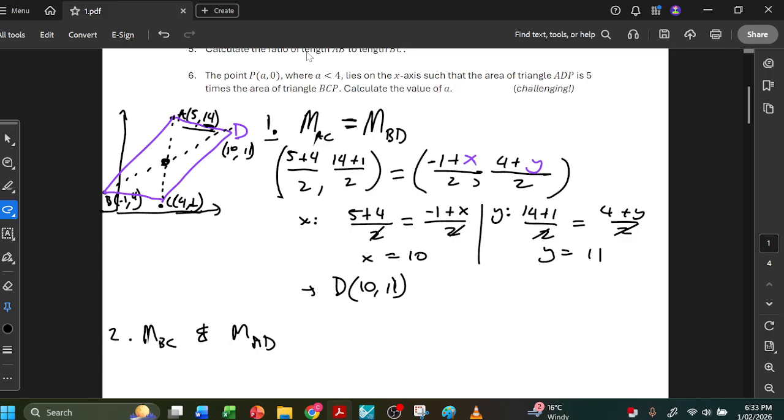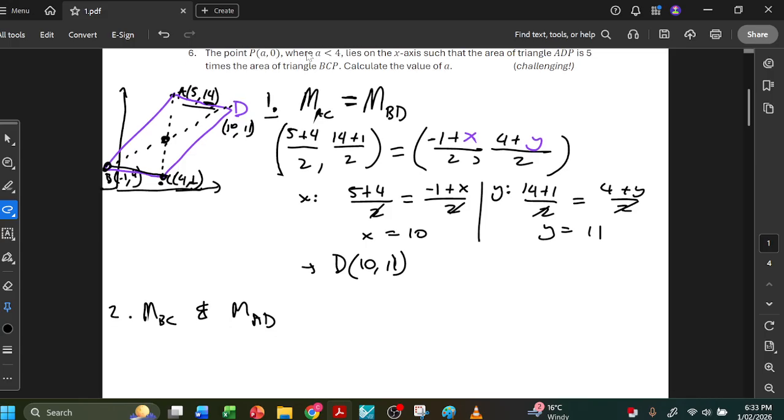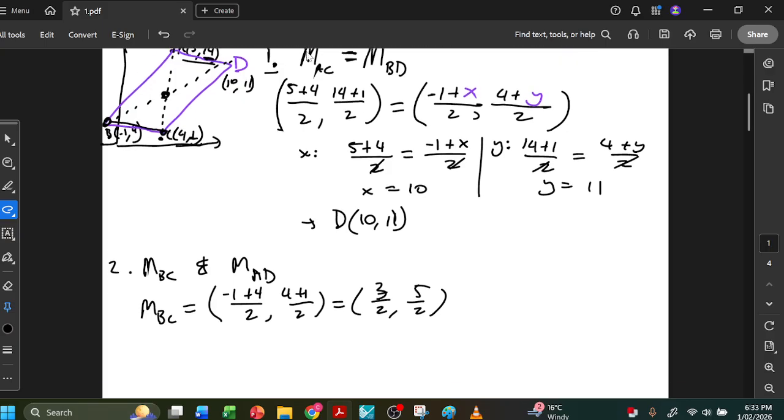So let's start out with the midpoint of BC. The midpoint of BC is once again the line that connects those 2 points, B and C. To find that midpoint, we're going to find the average of the x coordinates, -1 plus 4 over 2, and the average of the y coordinates, which is 4 plus 1 over 2. We can see that that's equal to 3 over 2 and 5 over 2.